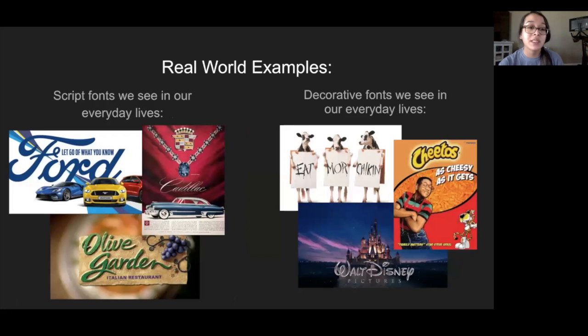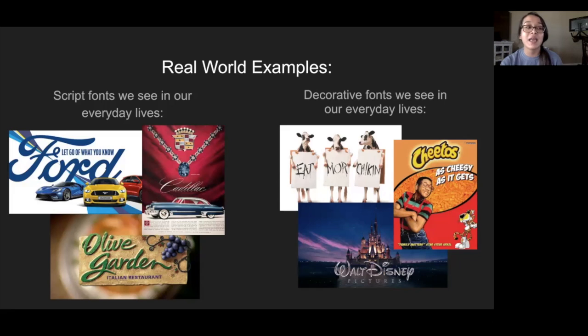On the left-hand side, you can see examples of script fonts that we see in our everyday lives. For example, the Ford logo would be considered a script font, same thing with the Cadillac logo and the Olive Garden logo. But you can see without their little advertisements, they do include other easier to read fonts. That way, the audience, whoever is being presented these advertisements, isn't overwhelmed and they can still convey a message. On the right-hand side, we see examples of decorative fonts such as Chick-fil-A, Cheetos, and Walt Disney.